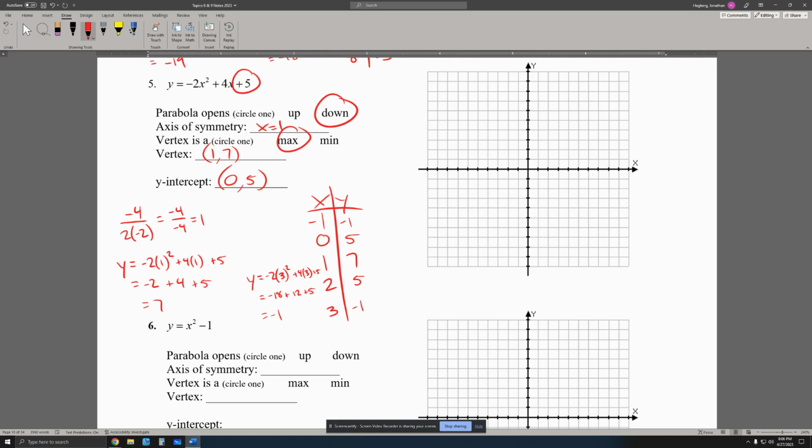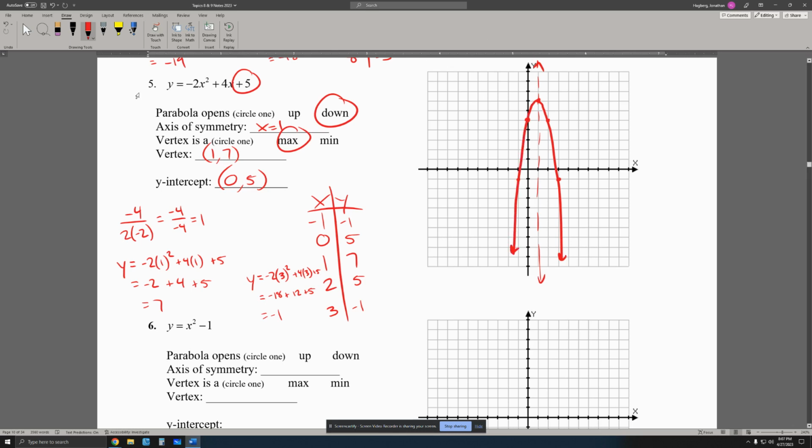Let's go ahead and plot these points. Axis of symmetry, x equals 1. We've got a y-intercept of 5. We've got a vertex at 1, 7. We've got 2, 5. And then we've also got negative 1, negative 1. We've got 3, negative 1. And so we can see that this is the parabola that opens down. So go ahead and extend those lines, draw those arrowheads, nice U shape.